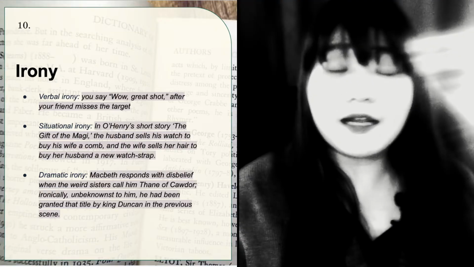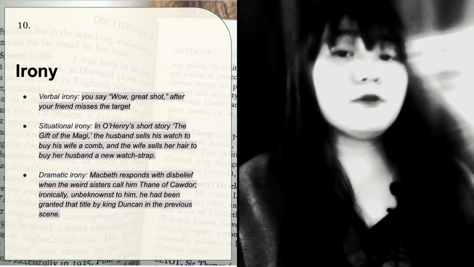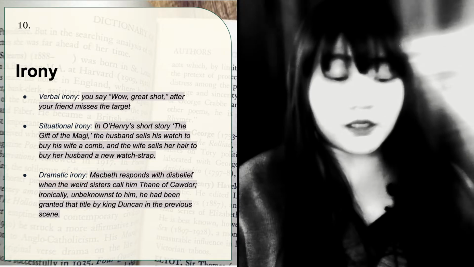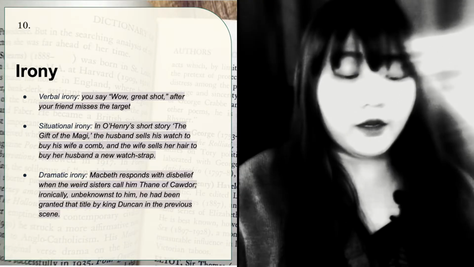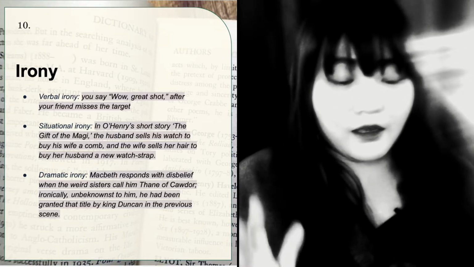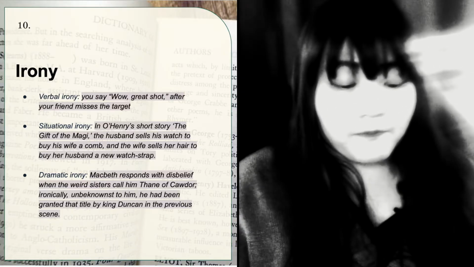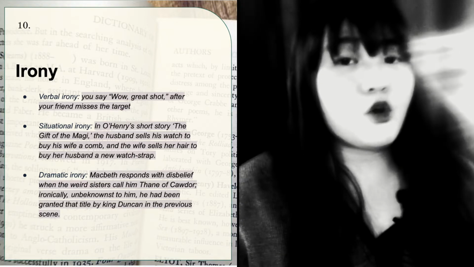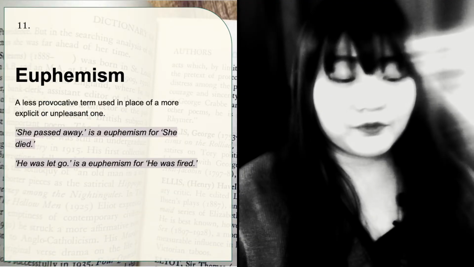Next, an example of dramatic irony would be the situation in which Macbeth is shocked and responds with disbelief when the weird sisters say, "Thane of Cawdor." Ironically, unbeknownst to Macbeth, Macbeth had actually been granted the title Thane of Cawdor by King Duncan in the previous scene. So we know it, the weird sisters know it, Macbeth was the only one who actually had not known this fact.